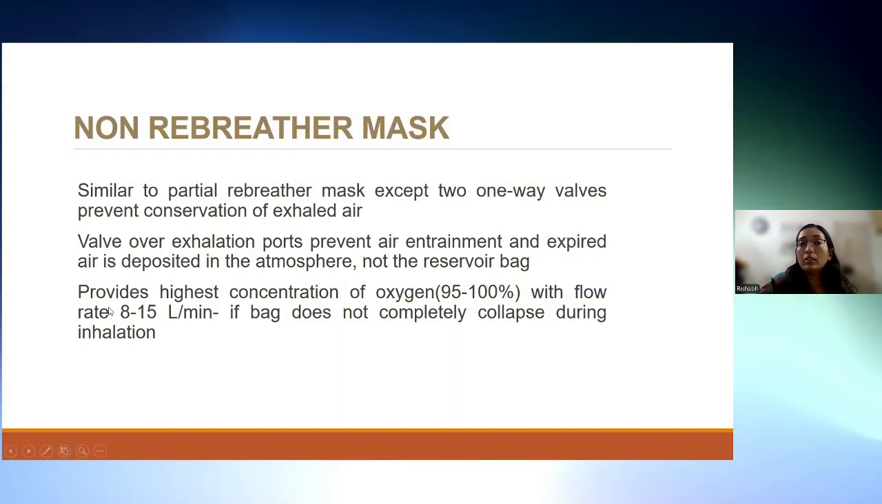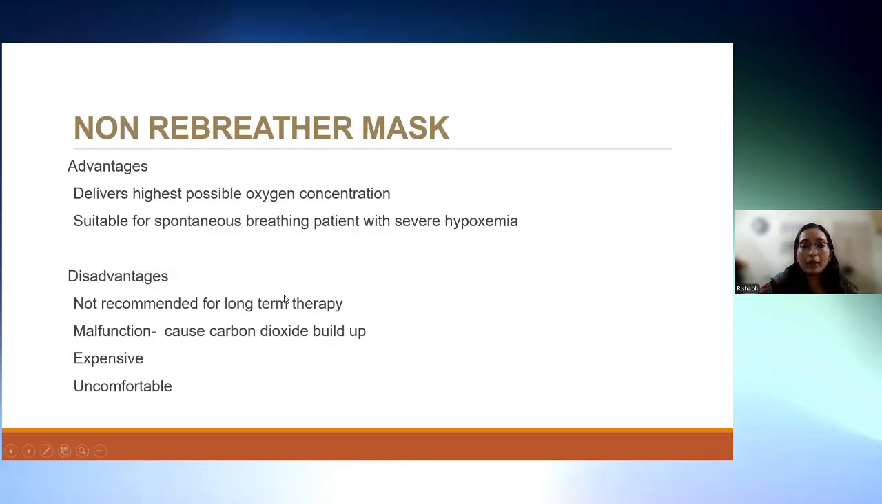And here the flow should be at least 8 to 15 liters per minute. If the bag does not completely collapse, then a highest concentration of 95 to 100% is being provided through this mask. So let us see. I'll just show you how it is.